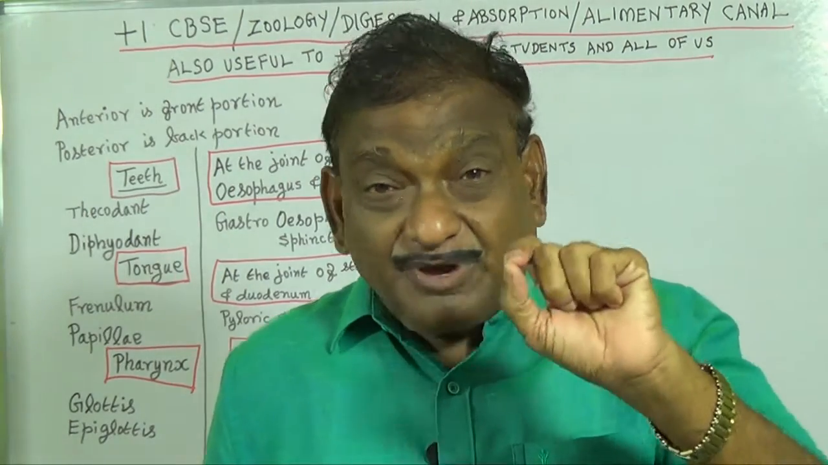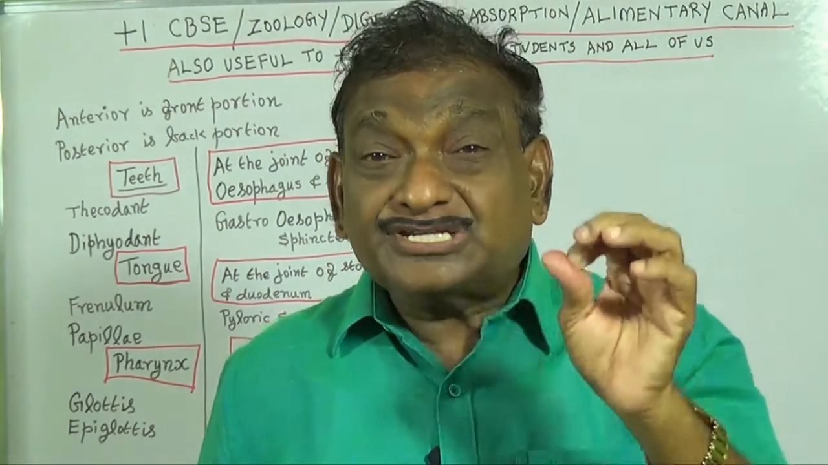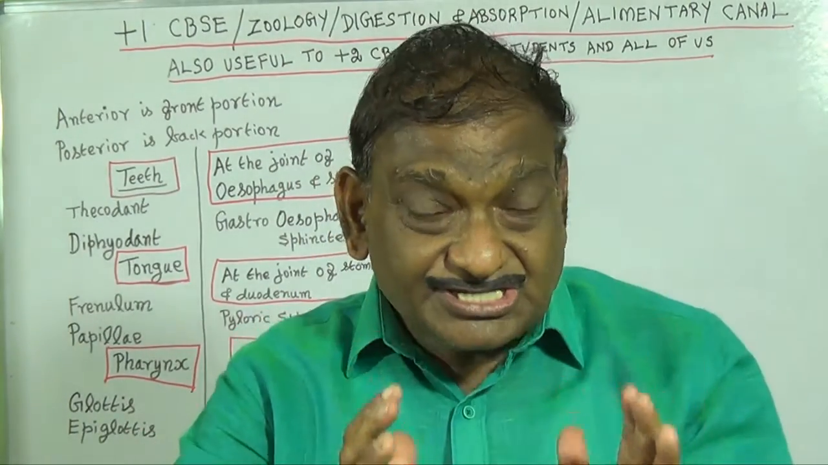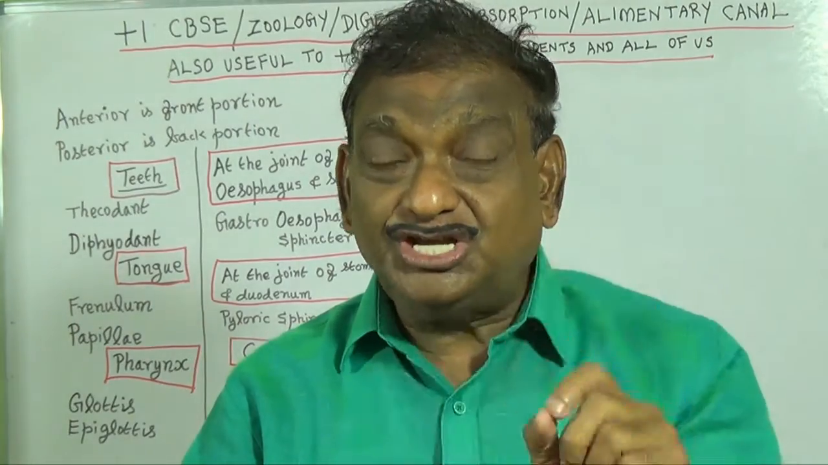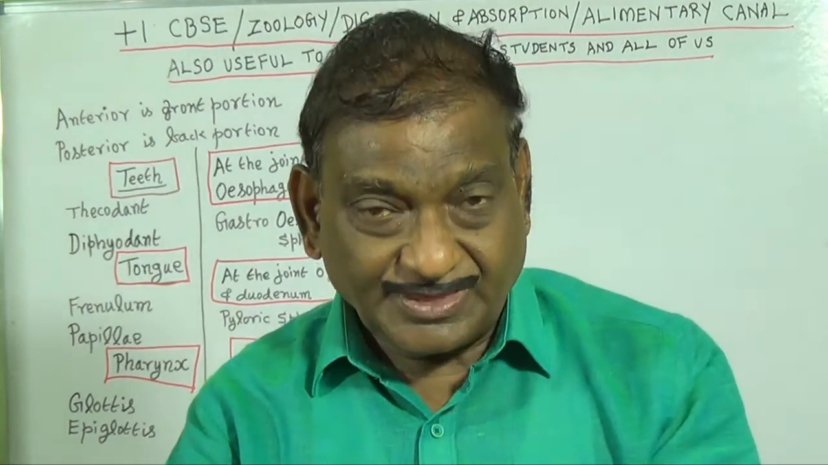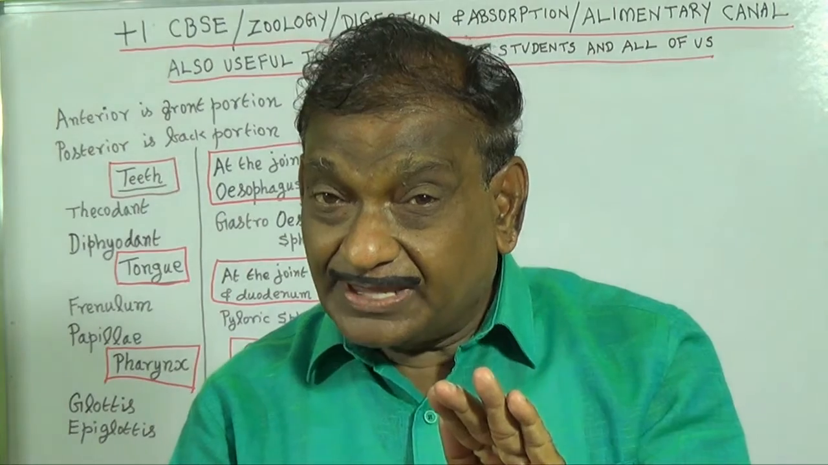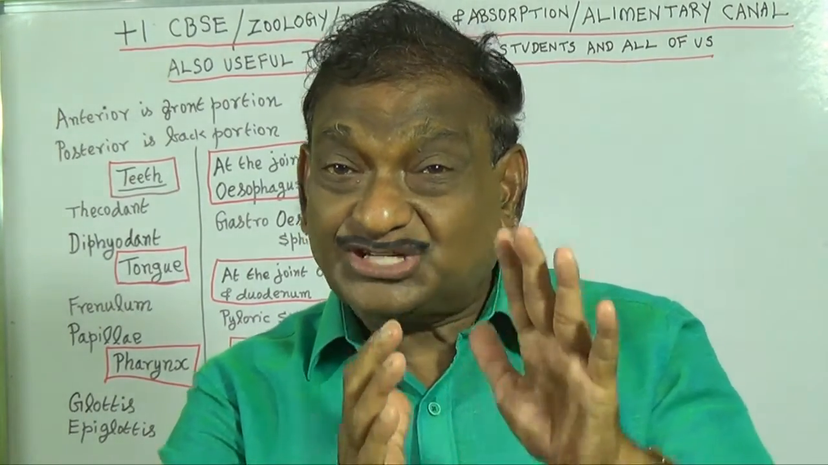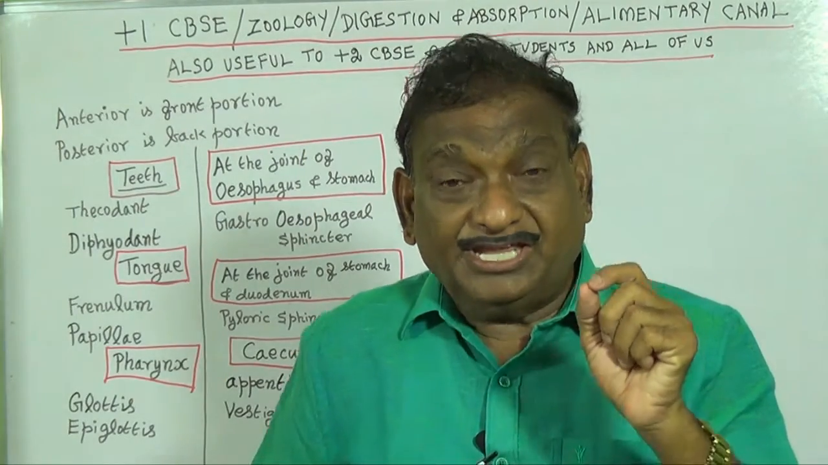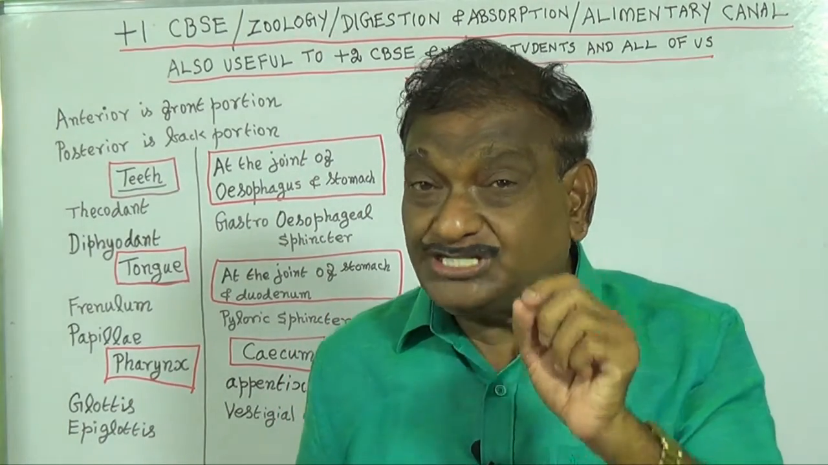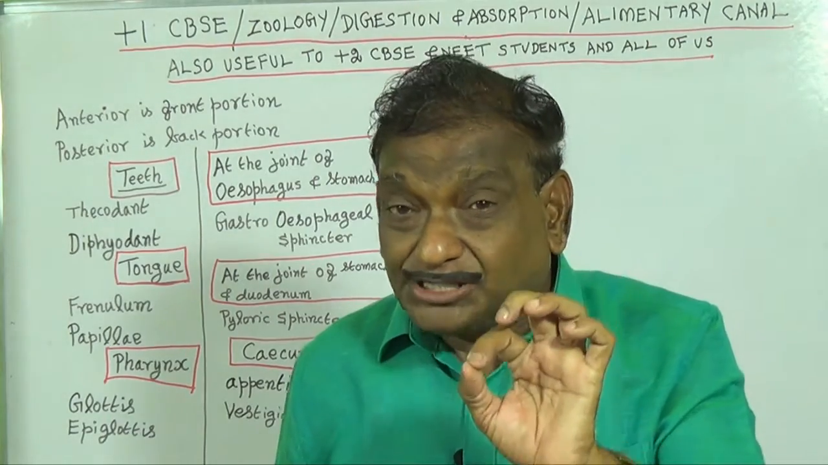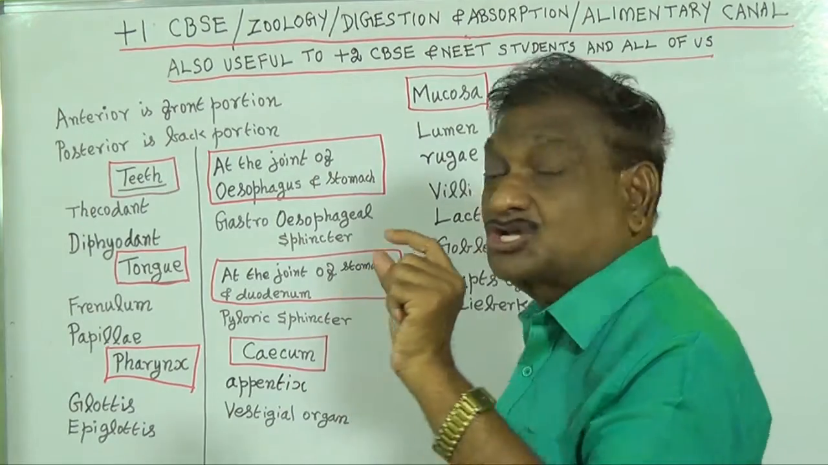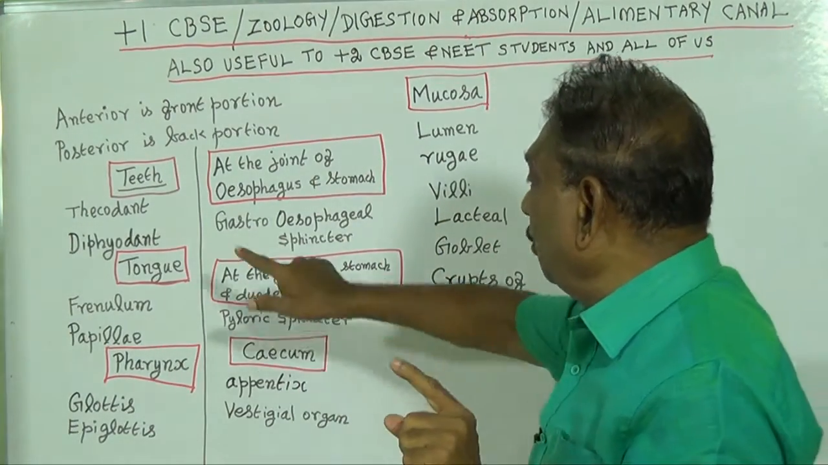The second information is, on the upper surface of the tongue there are small projections. Those small projections are called papillae. Some of those papillae have taste buds. Then coming to the teeth, each tooth is embedded in a socket of the jawbone. This type of arrangement is called thecodont.